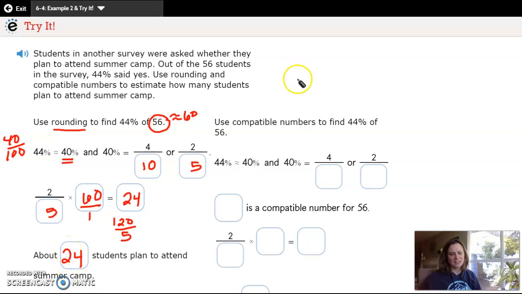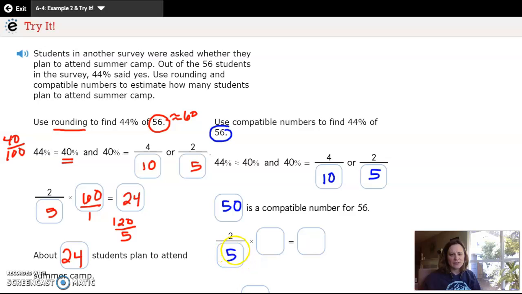Look at how this looks differently when we use compatible numbers instead. So you would keep the easiest number to turn 44 to, which really is 40%, which follows the rounding rules also, which is 4/10 or 2 out of 5. But the compatible number for 56 would actually be 50. 50 is a number that's compatible to 56. So even though 56 would round up to 60, the number 50 is easier to work with than the number 60. So we can't say it's a rounded number, but we can say it's compatible.